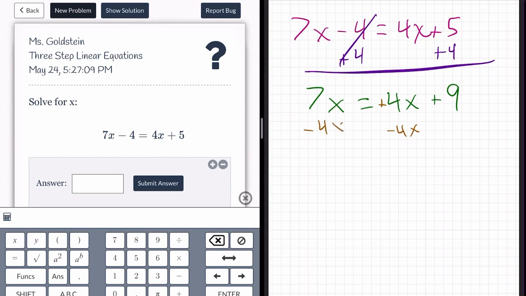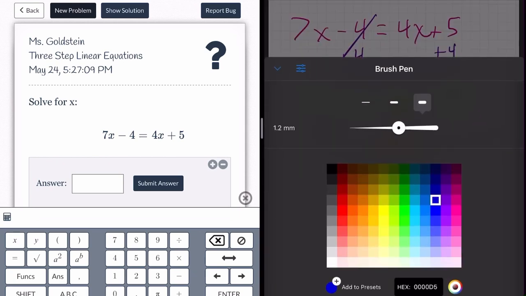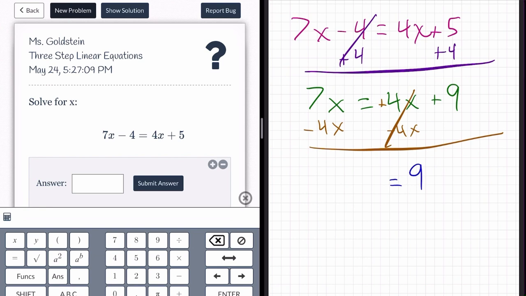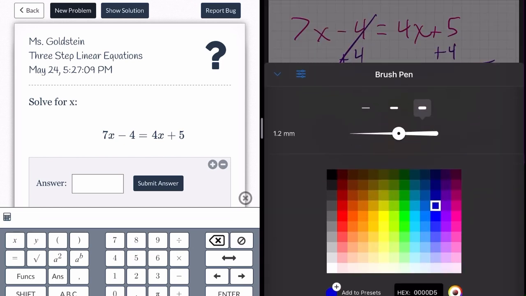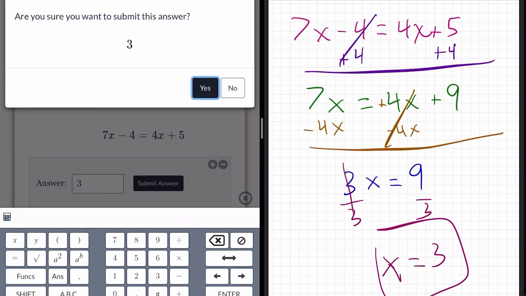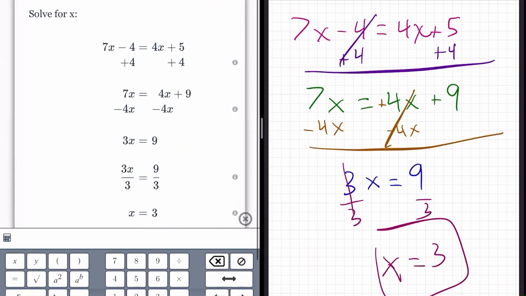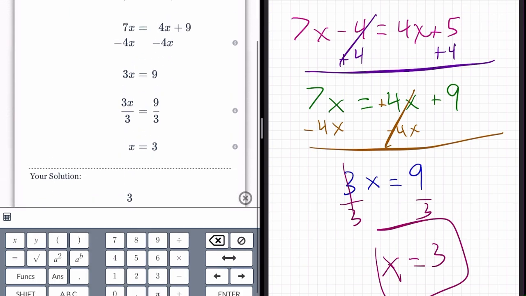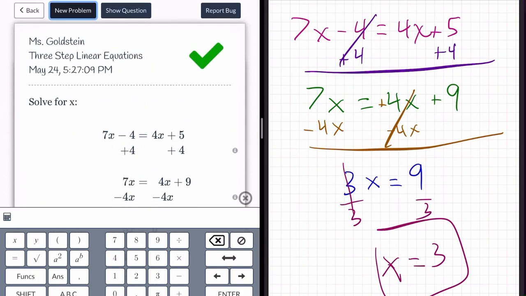If I was to move that 7x, then the left side would have nothing on it, and I don't really want that. I'm going to bring down whatever I didn't touch, which is 9, and 7x minus 4x. Well, 7 minus 4 is just 3, and it comes with an x. Final step to get x by itself is division, and I get x equals 3. And there's all your steps. So try these on your own. Let me know if you have any questions.